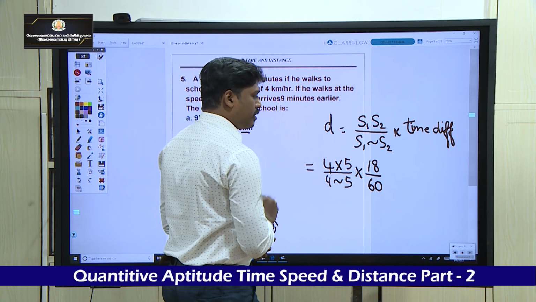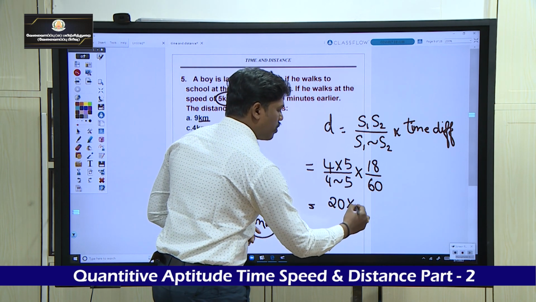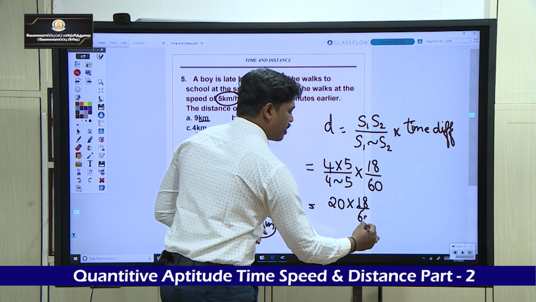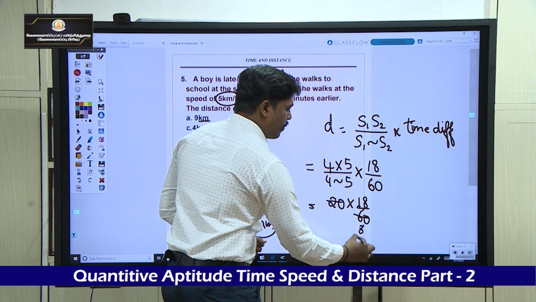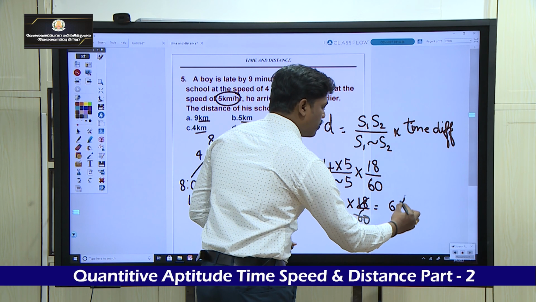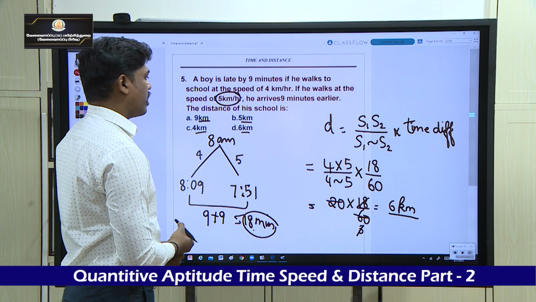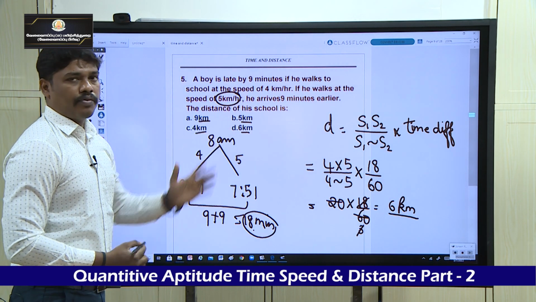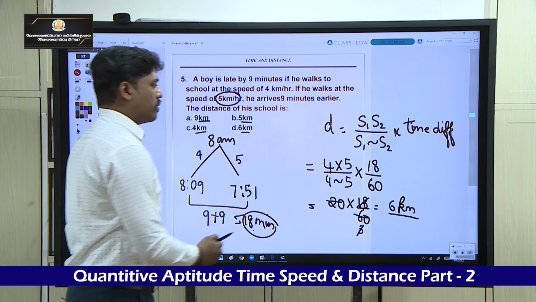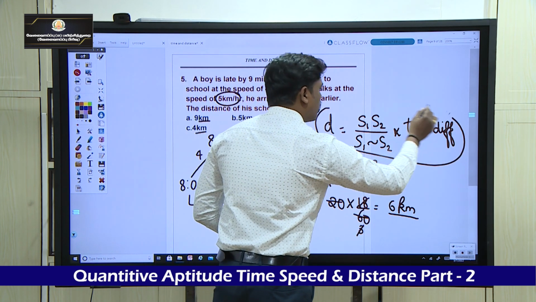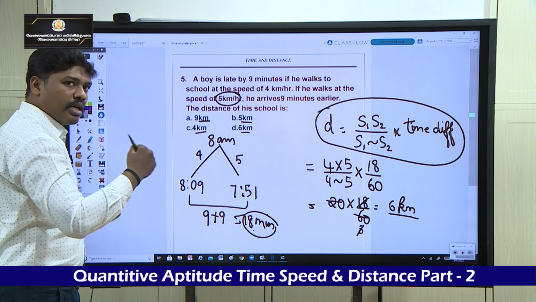So 5 difference 4 is 1. So you will be getting 4 into 5, 20 into 18 divided by 60. So what happens now? 20 ones are 20, 3s are, 3 ones are 3, 6 are. So the distance is 6 km. Okay. So you can just apply the formula there. So have a look at it. So make a note of this formula. With this, I am just moving on to next problem.